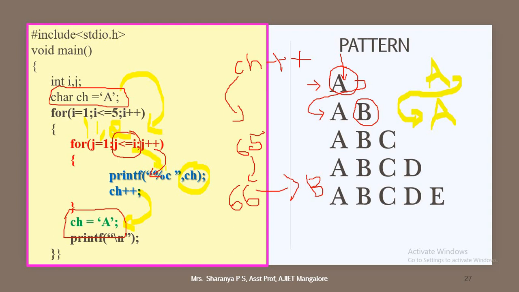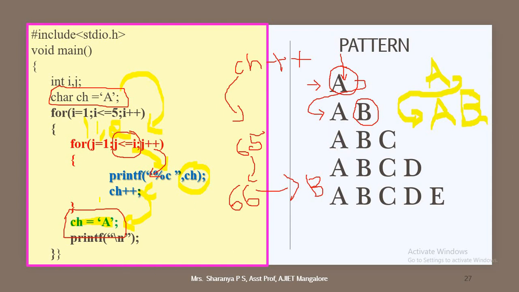Once again, it will be printing the value which is there in B. Now it is nothing but B. And now once again, this CH will be incremented. Now it will be C. But after that, J will be incremented to 3. 3 is less than or equal to 2. The condition is false, so it will come out of the inner for loop. And the CH will be set back to A, so that when we execute the next iteration, it will begin with A itself.